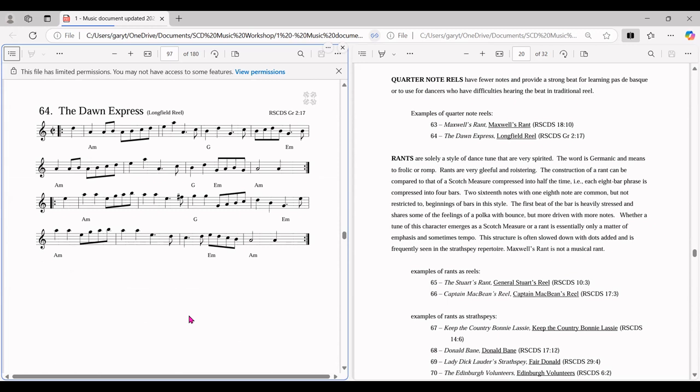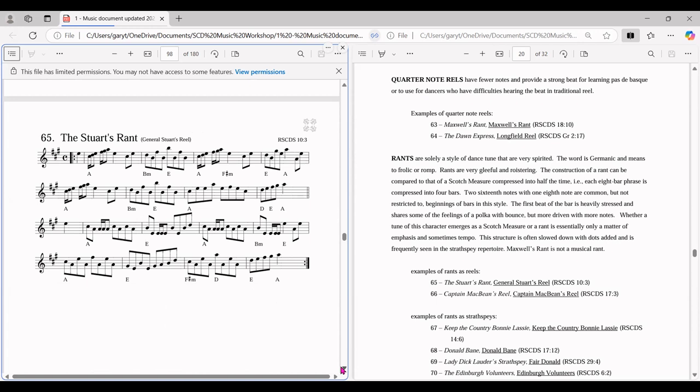So, excuse me, we've gone from quite extreme there from the traditional reels to these quarter note reels. They are traditional in nature. I mean, they're traditional tunes, but they don't fall into the country dance traditional type of reel for dance.